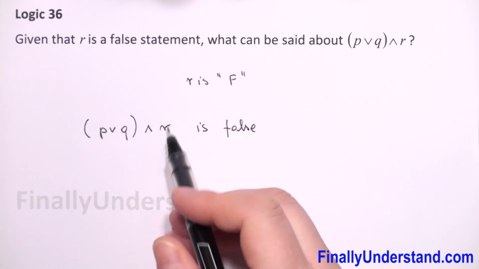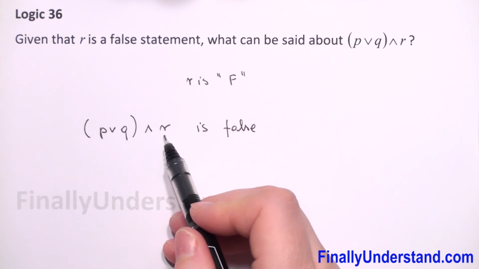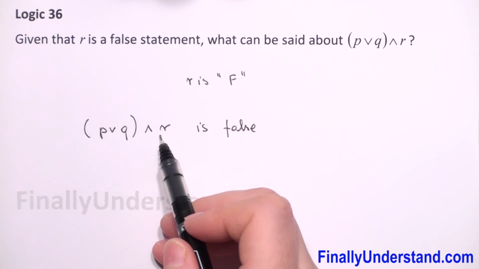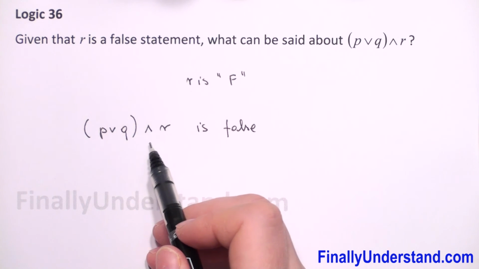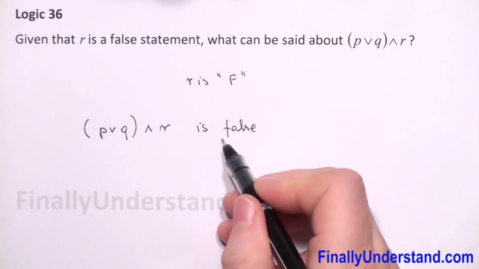Because R, the simple statement, is false, and we have a conjunction here, and for a conjunction to be true, it is necessary that all of the components of the statement are true. This is my solution.